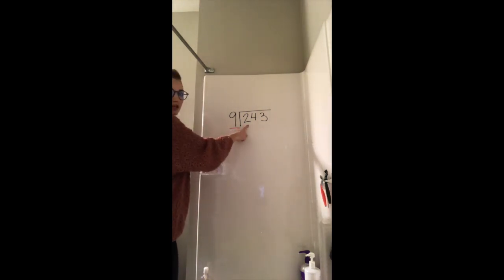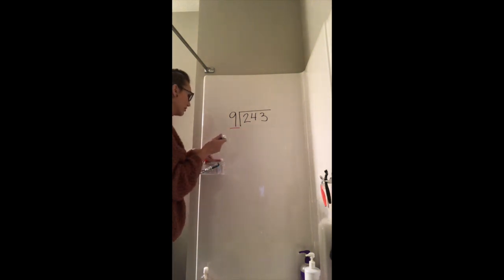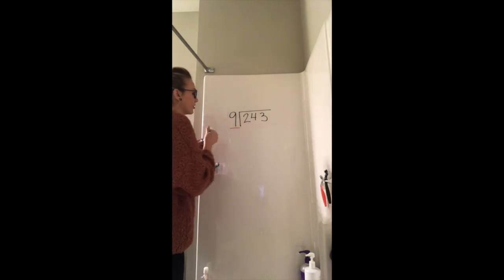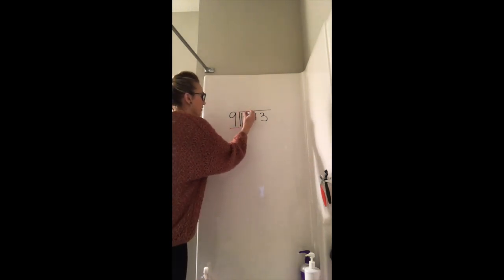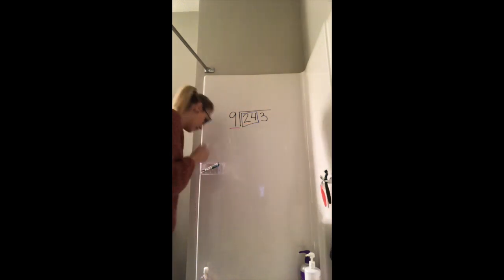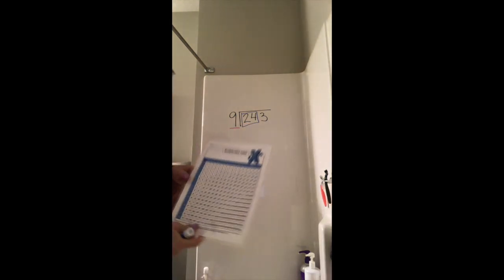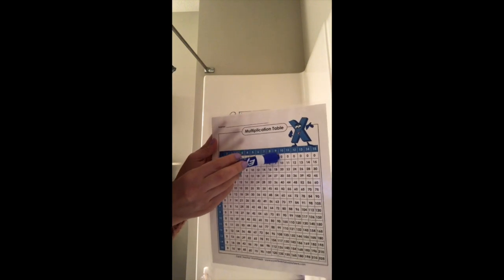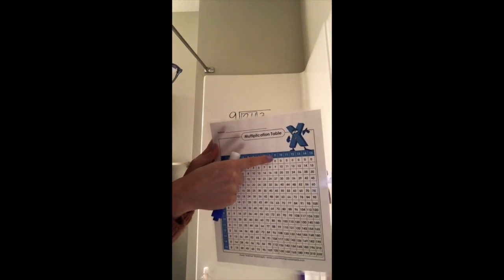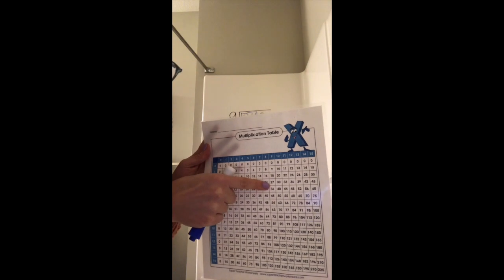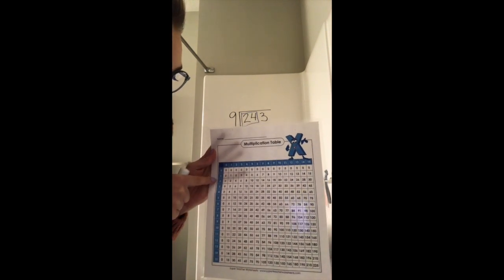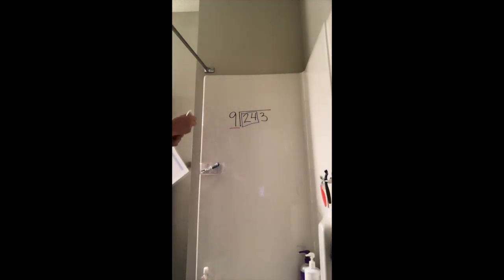So if we first look at our 2, we know that 9 is bigger than 2, so 9 is not going to fit in 2. Then we can go over and look at 24. We go into our 9 column and see how close we can get to 24 without going over. I see 27, that's too big, so I have to go back 1. 18 means I multiplied by 2.